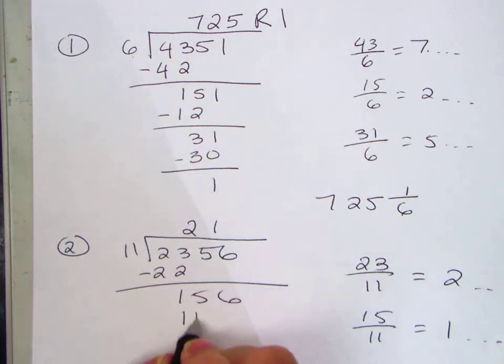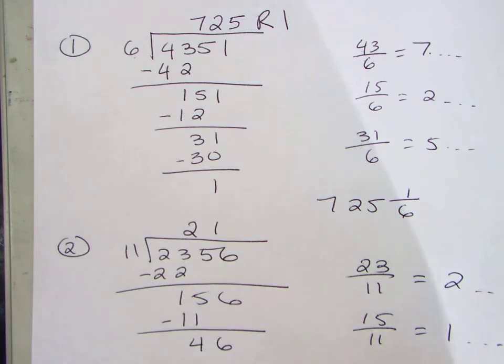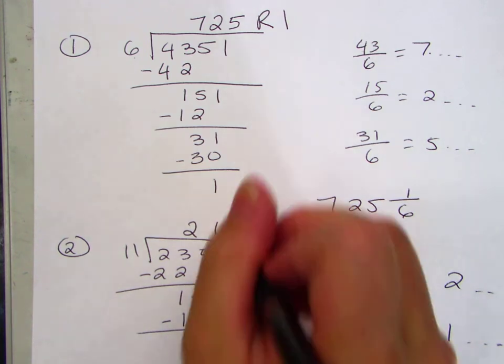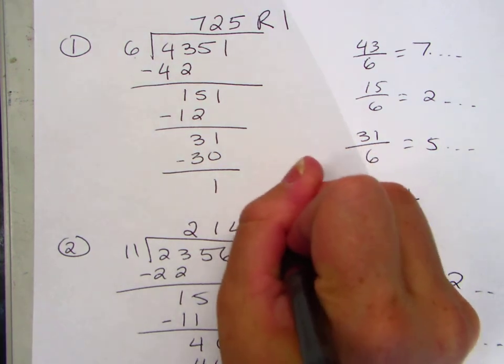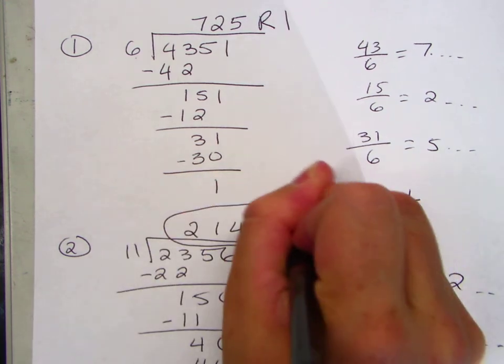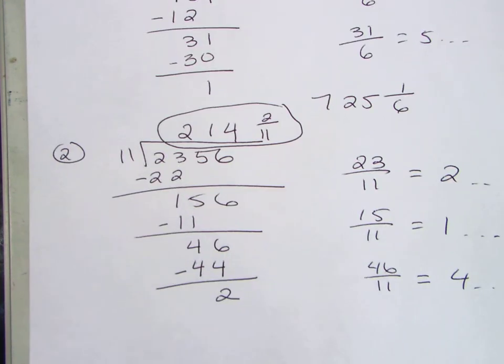1 times 11 is 11. Subtract. 46. 46 over 11 is 4 and change. 4 times 11 is 44. Subtract. Your remainder is 2. So we're going to do 2 over 11. So 214 and 2/11 is the answer when we do long division. Oh, sorry. All right. Now let's do some polynomials.